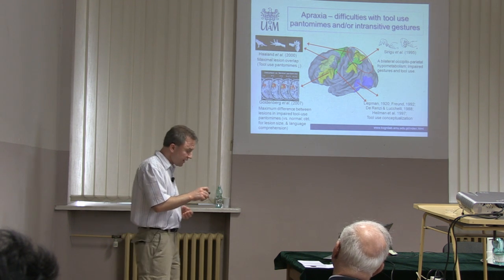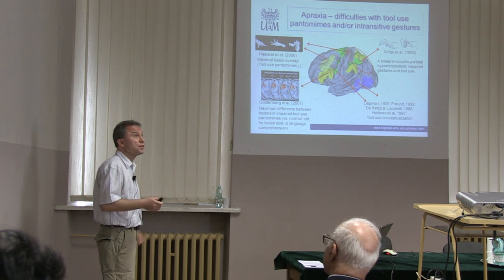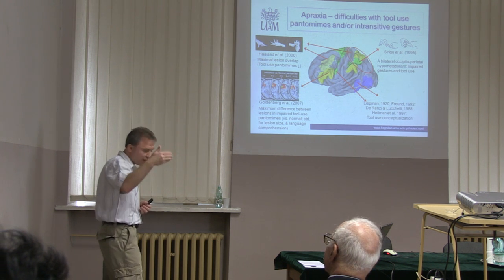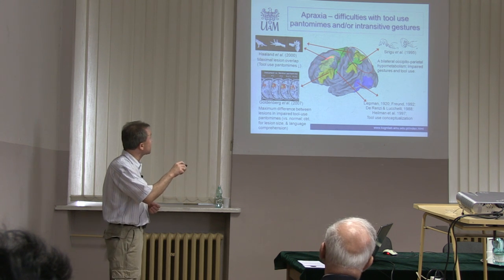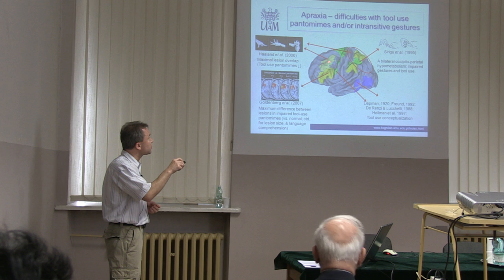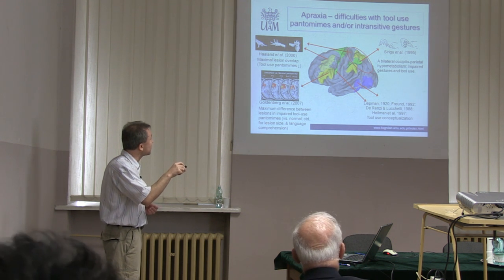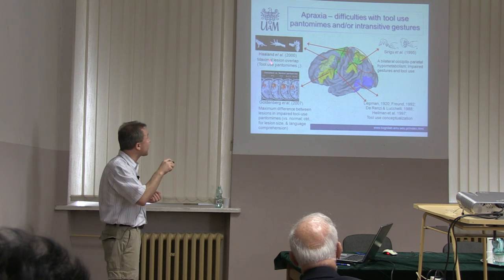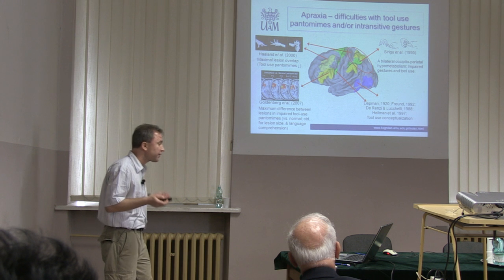So, for example, Kathleen Haaland reported that for patients who have problems with showing how to use tools, so plan and then execute tool use gestures, the most critical areas were the middle frontal gyrus and the vicinity of the intraparietal sulcus. But she was primarily looking in her research for maximal lesion overlap for those patients who have these problems.